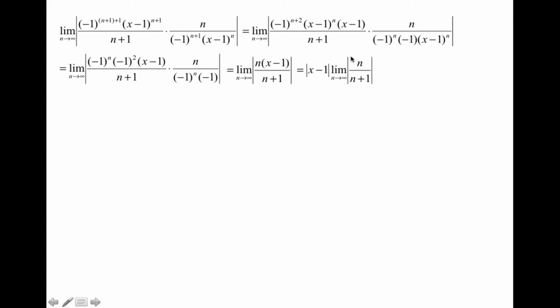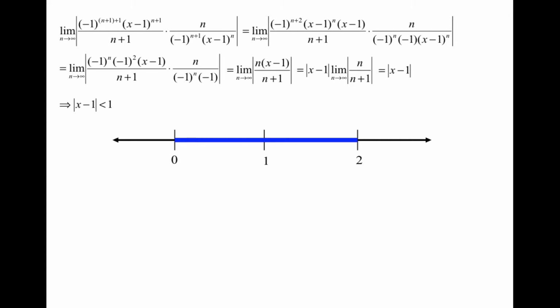When I take the limit of this, I'm going to have to use L'Hopital, so I'm just going to get 1. So I'm left with the absolute value of x minus 1. And I need this to be less than 1. So that means I'm centered at 1. And the radius is 1, so that means I'm going to go between 0 and 2.